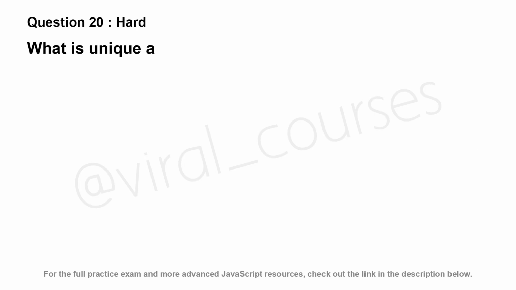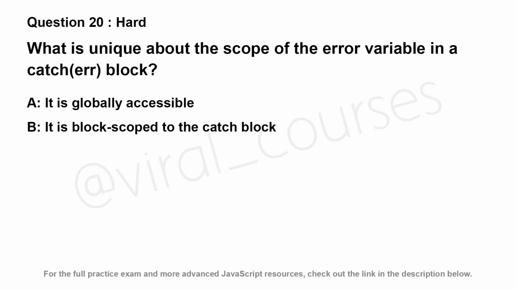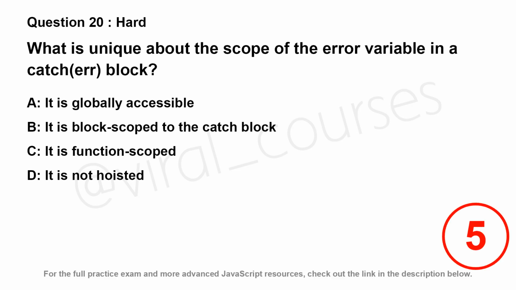What is unique about the scope of the error variable in a catch(error) block? Option A, it is globally accessible. Option B, it is block scoped to the catch block. Option C, it is function scoped. Option D, it is not hoisted.